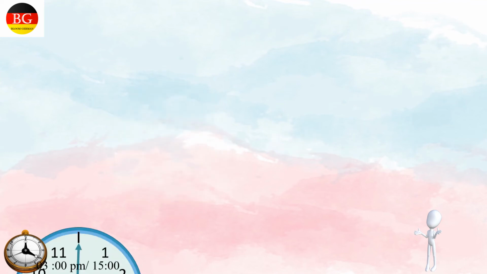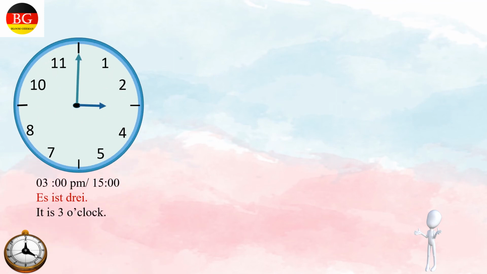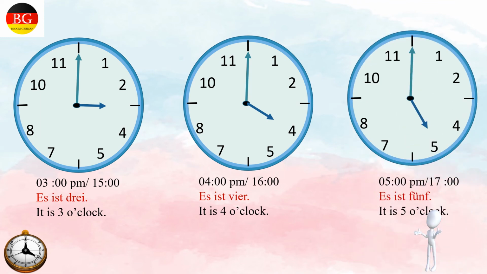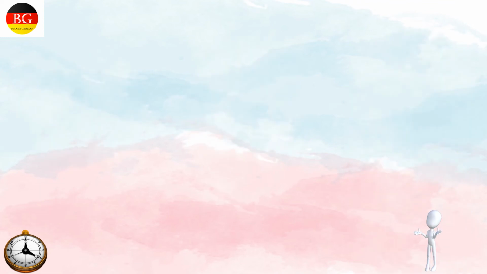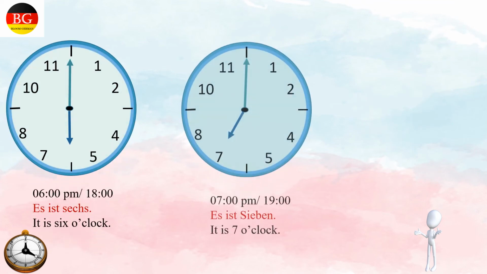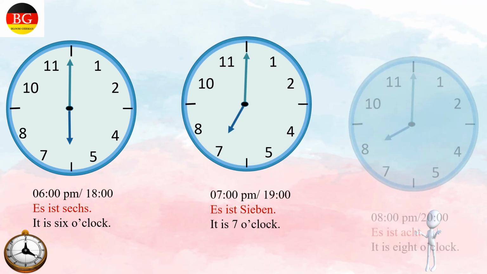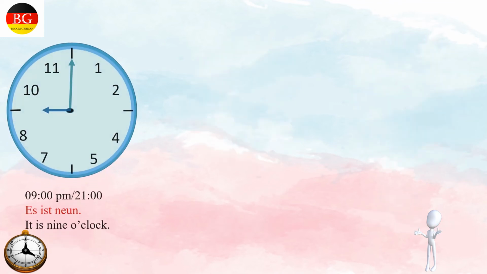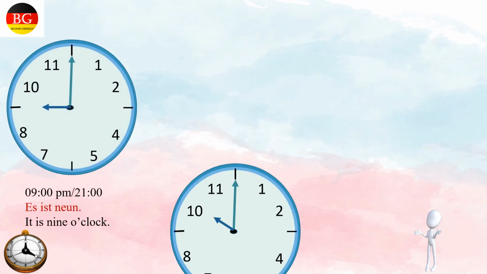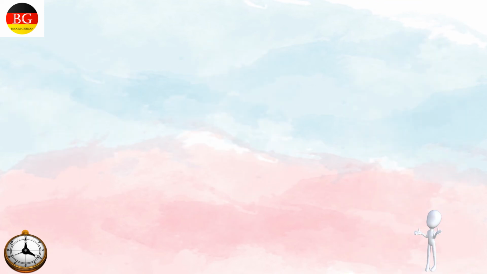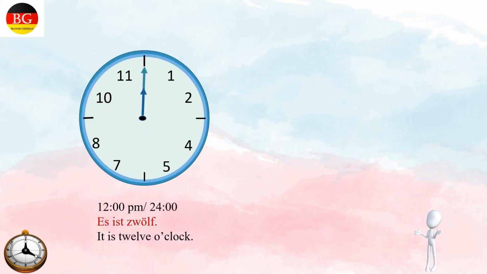Now let's move forward. Es ist 3. Wie spät ist es? Es ist 4. Wie spät ist es? Es ist 5. Wie spät ist es? Es ist 6. Wie spät ist es? Es ist 7. Wie spät ist es? Es ist 8. Und wie spät ist es? Es ist 9. Es ist 10. Es ist 11. Und wie spät ist es? Es ist 12. So it is 12 o'clock in the night.